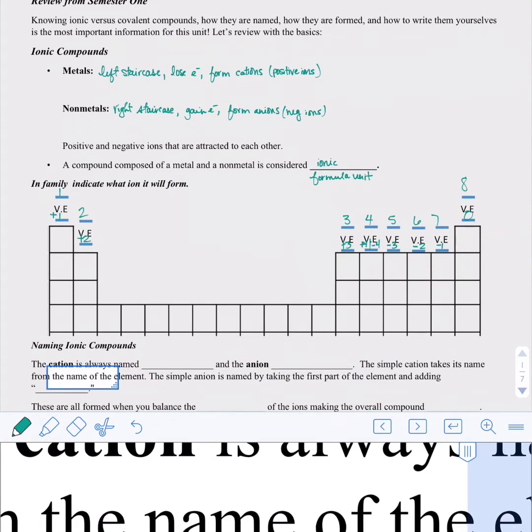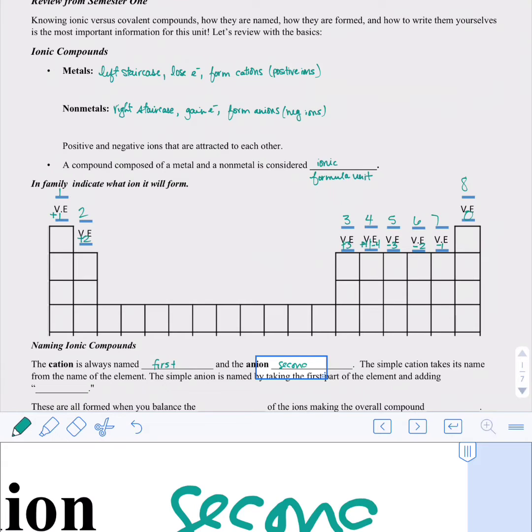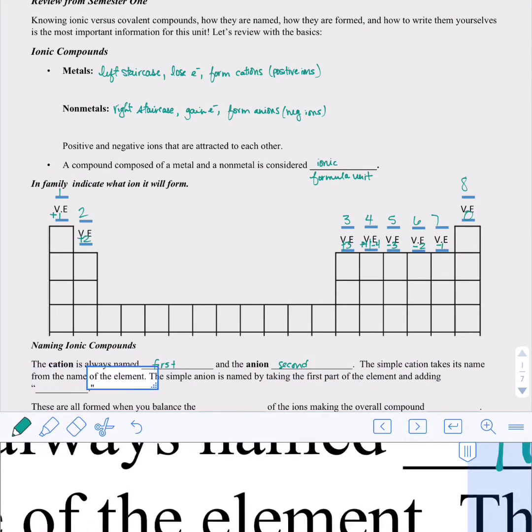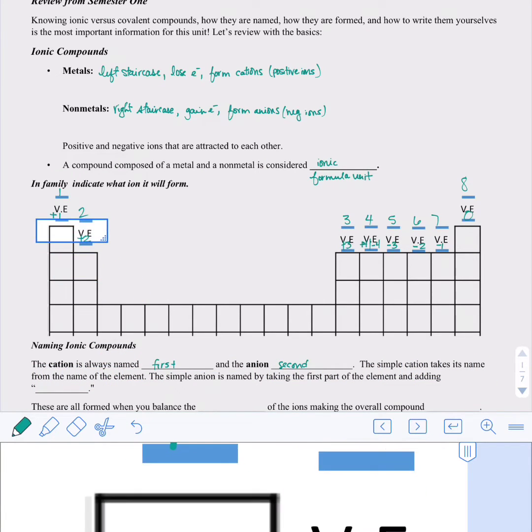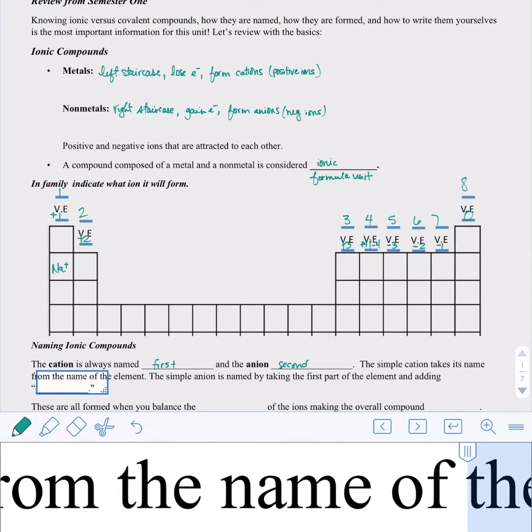A cation is always named first in the compound, and the anion is second. The simple cation takes its name from the name of the element. So an example of a cation would be sodium. You would just call it sodium. You wouldn't change the prefix or the suffix. But the anion you do change.